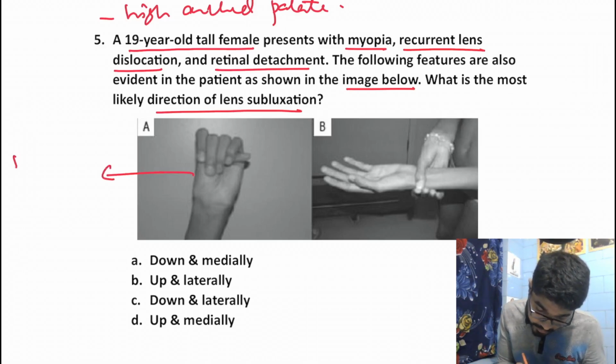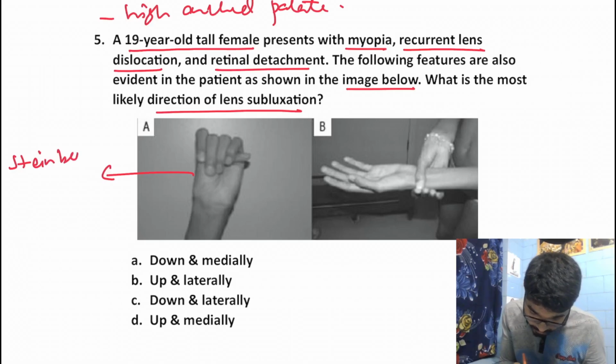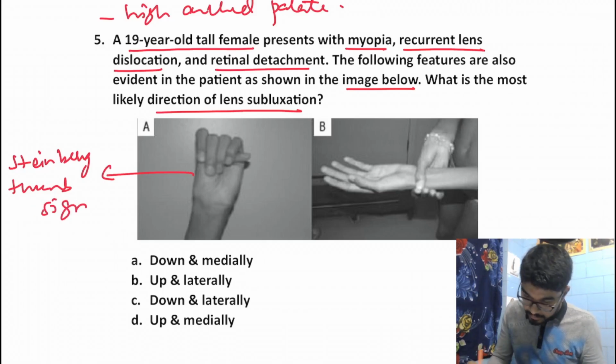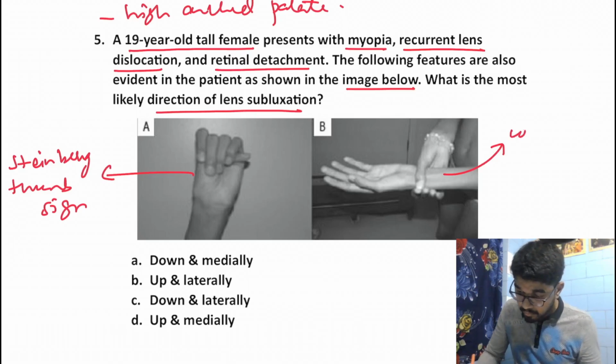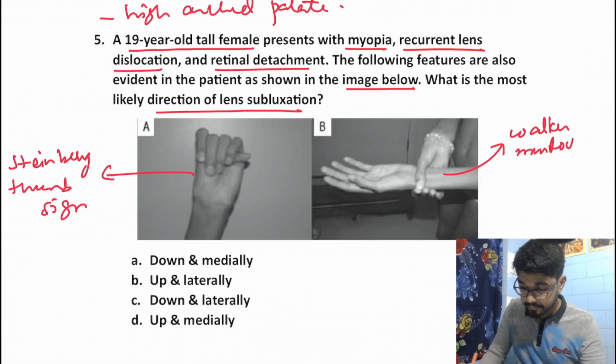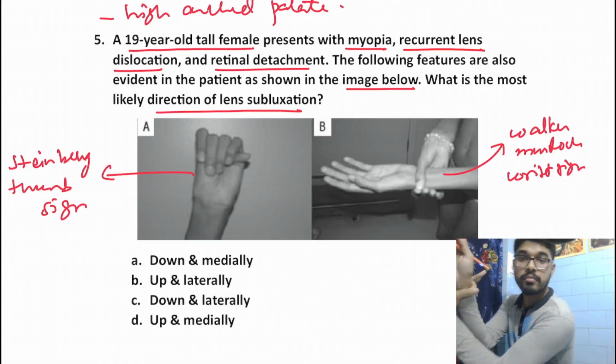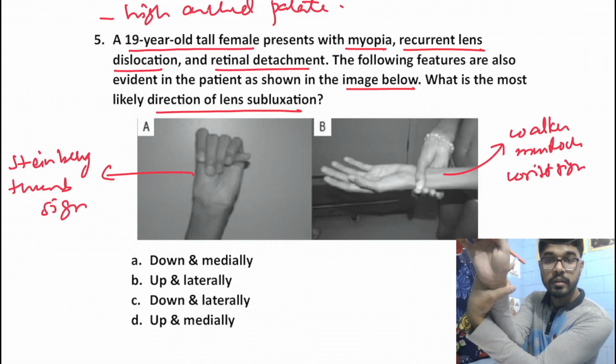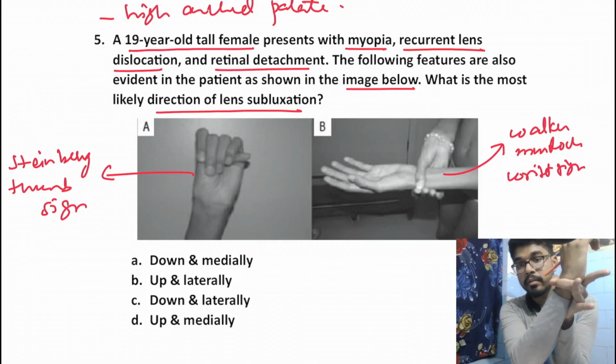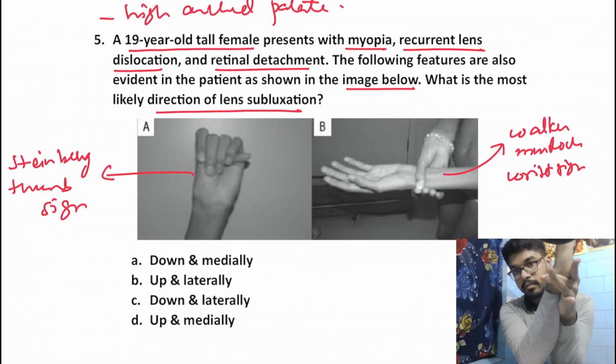This is known as the Steinberg thumb sign, and this is known as the Walker-Murdoch wrist sign. The Walker-Murdoch wrist sign, like this, right? I cannot show you. In Walker-Murdoch wrist sign, you can completely encircle your wrist like this, right? For some reason, you can see this in me, right?